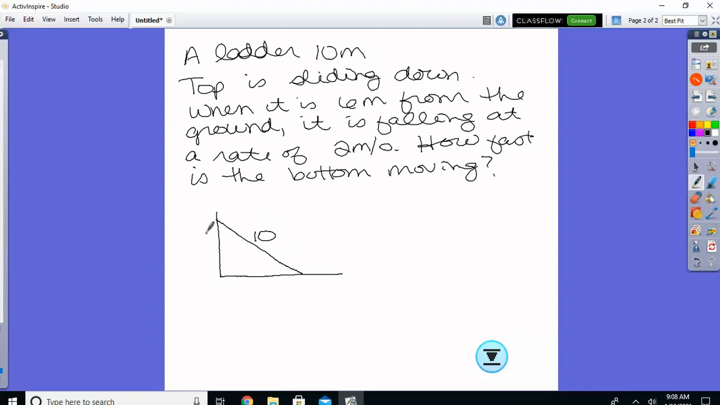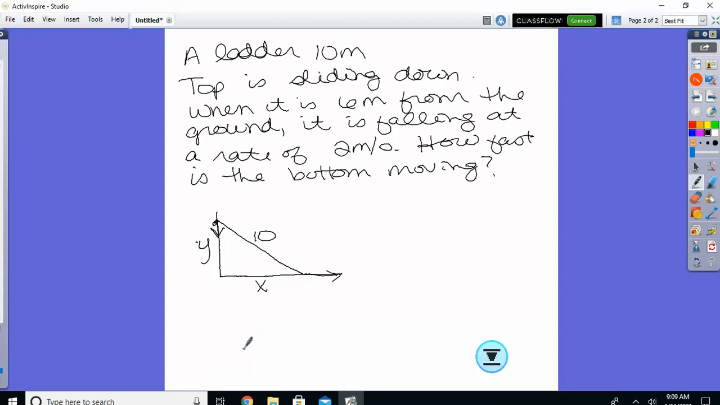Okay, what about these? I said when it's 6 meters from the ground, so that's like your height. Can I go ahead and label that as 6? No, because what's happening is this ladder is sliding down, which makes the end go out. So those are changing, so they have to be variables. So let's just call it X and Y.